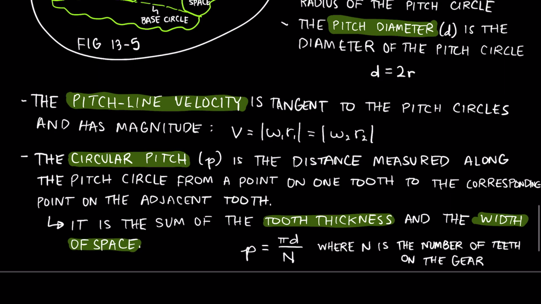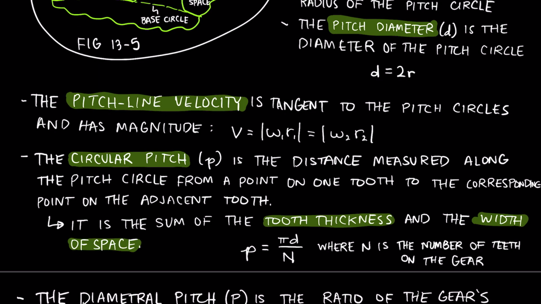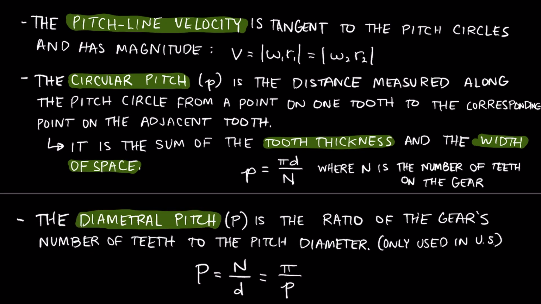All right, just 2 more definitions and then we will wrap up this video. The first is the diametral pitch, which is closely related to circular pitch. As we've written here, the diametral pitch is the ratio of the gear's number of teeth to the pitch diameter. So we can use this equation given here to find the diametral pitch, and that is going to be given in units of teeth per inch, which you may also see abbreviated as TPI.